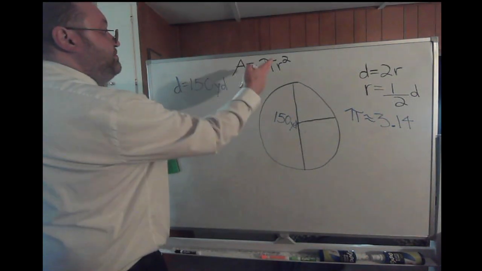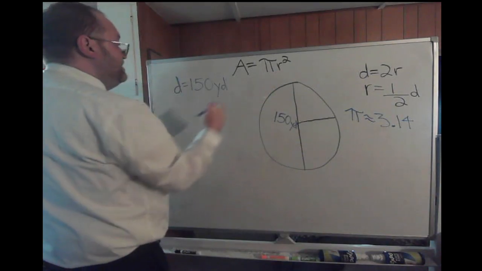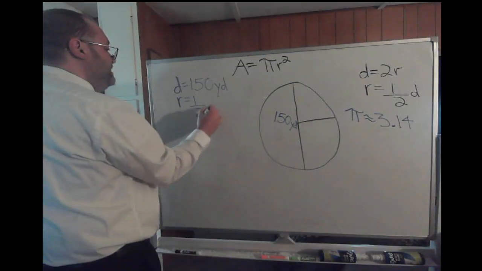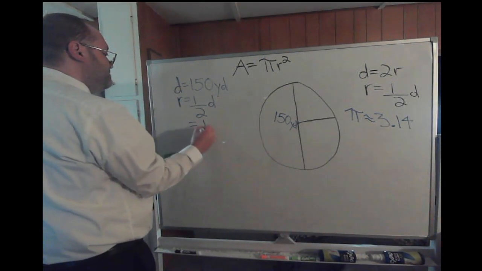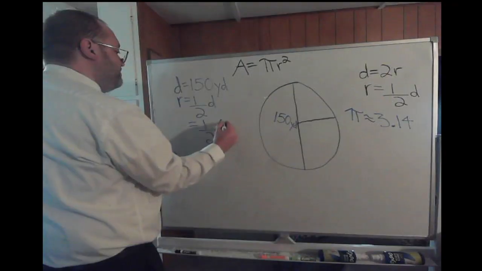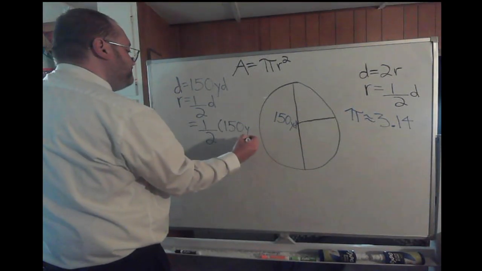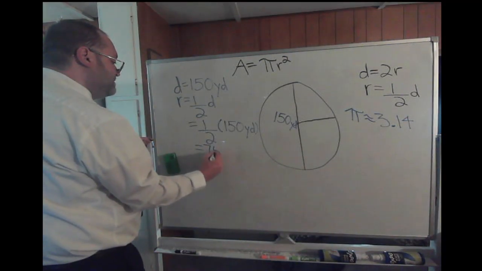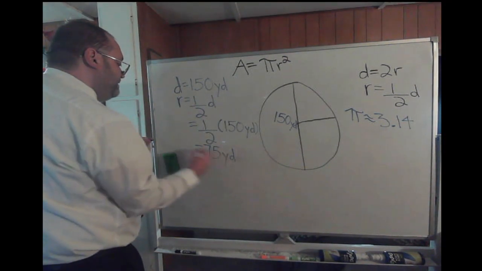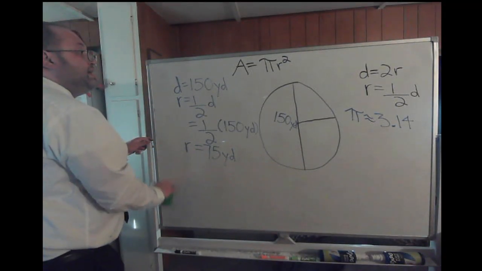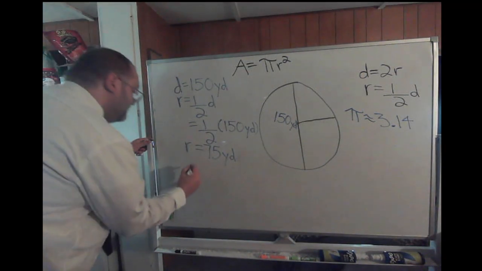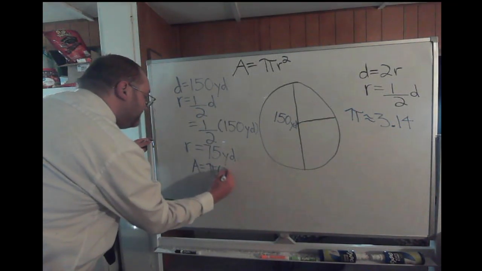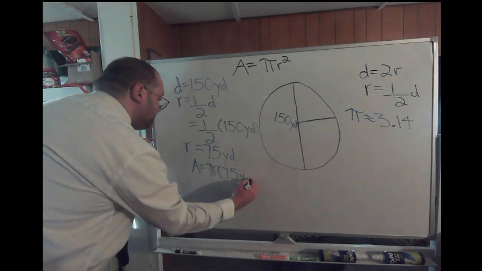Well, we need to find a way to get this to the radius instead of the diameter. So we know the radius is equal to half of the diameter, which in this case would equal half of 150 yards. Half of 150, that's 75 yards. So the radius equals 75 yards. Now that we have the radius, we can go through and find the area. Area is going to be equal to pi times that radius of 75 yards to the second power.